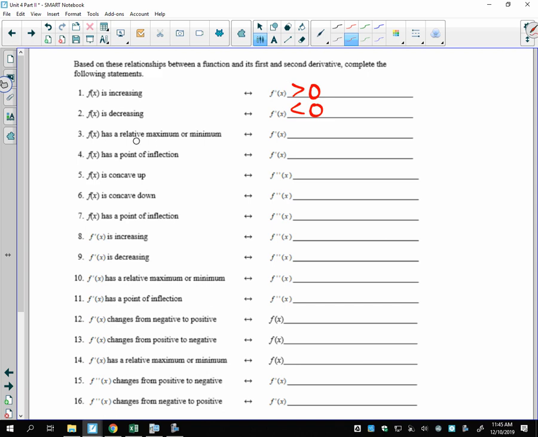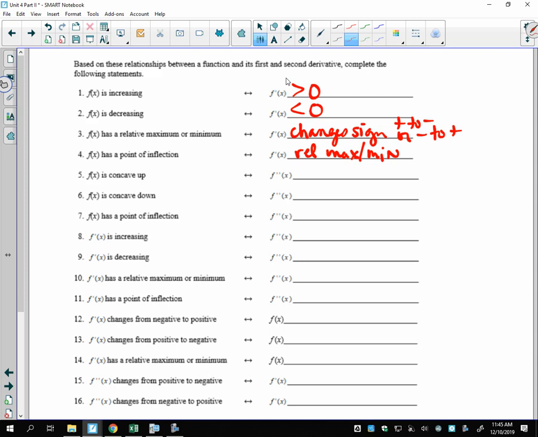And when f of x has a relative max or min, what do I know about the first derivative? Well, it equals 0, but more importantly, it changes sign, right? It crosses the x-axis. So I'm going to put changes sign, like positive to negative or negative to positive. When f of x has a point of inflection, this is kind of the new part. What do I know about the first derivative? Points of inflection are relative max or mins on the first derivative. Has a relative max or min, maybe I should say.